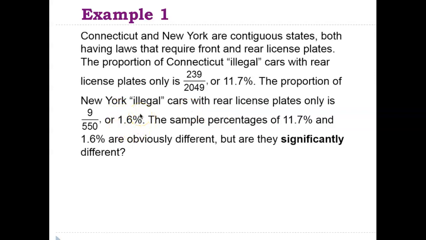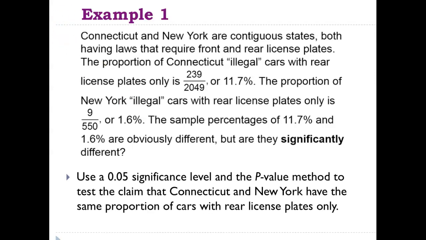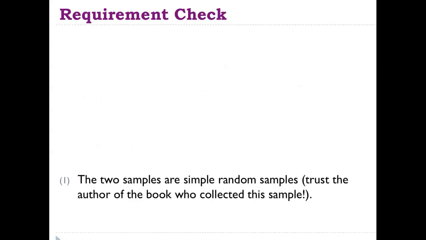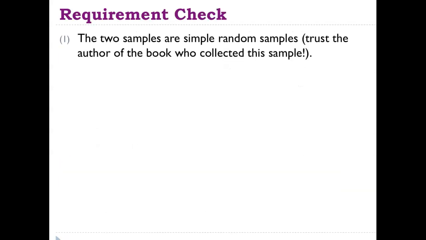The sample percentages are 11.7% and 1.6%. They are different, for sure, but are they significantly different? We will use a 0.05 significance level and the p-value method to test the claim that Connecticut and New York have the same proportion of cars with rear license plates only. First, check the requirements. The two samples must be simple random samples. We cannot trust the author on that, Maria Tirola, who collected these samples.